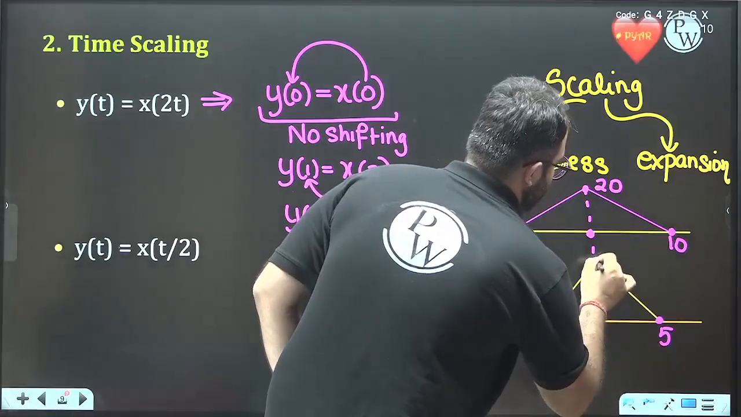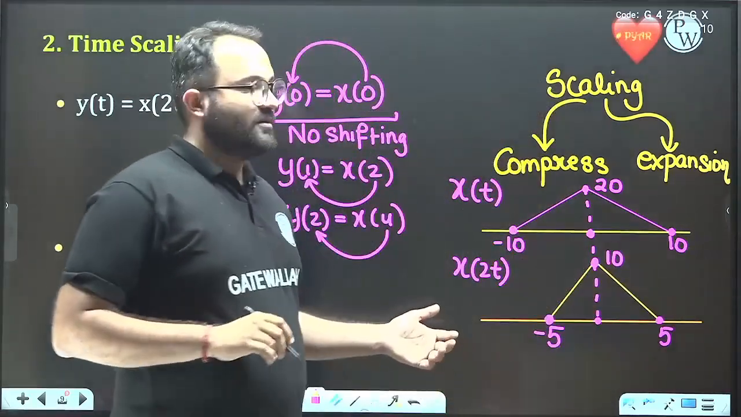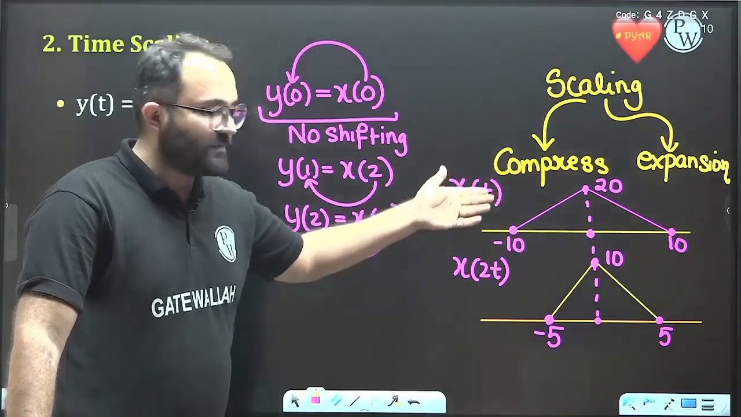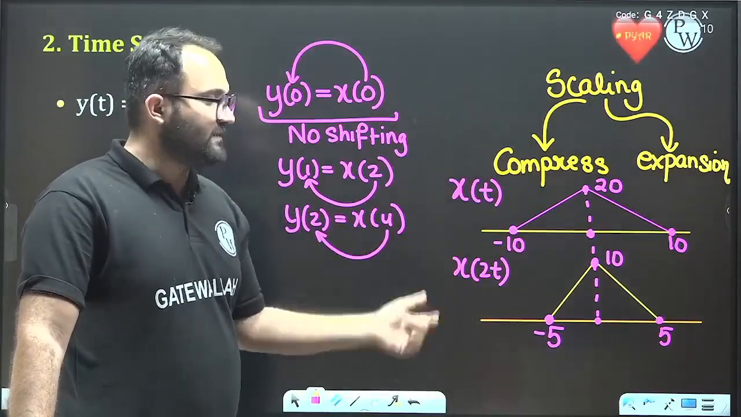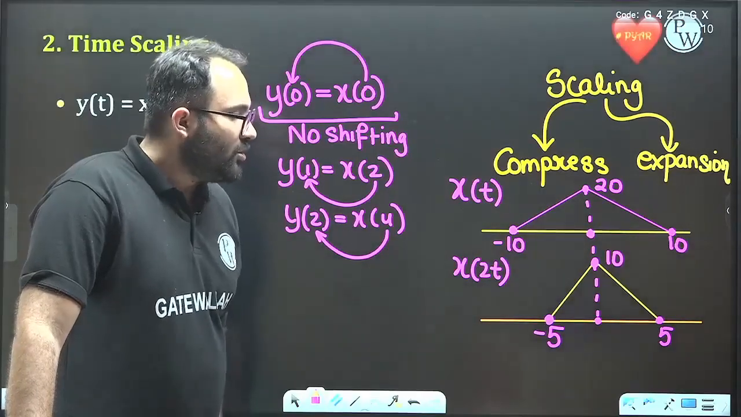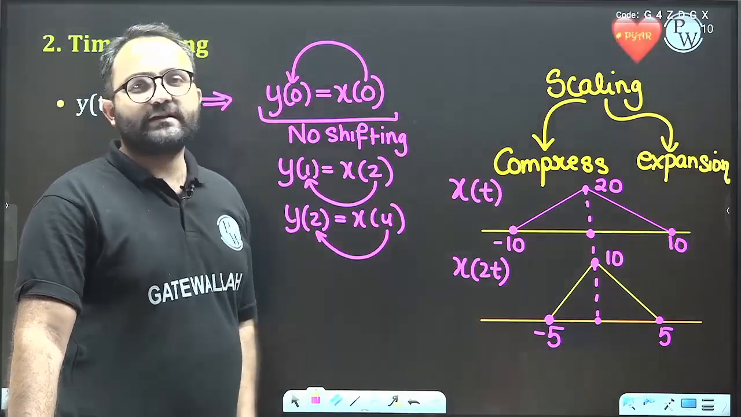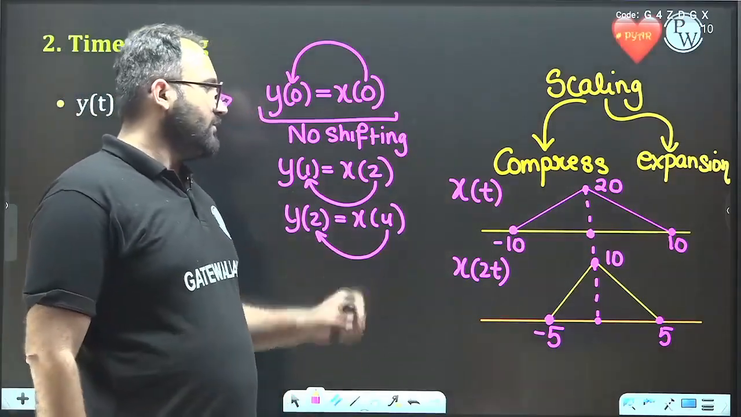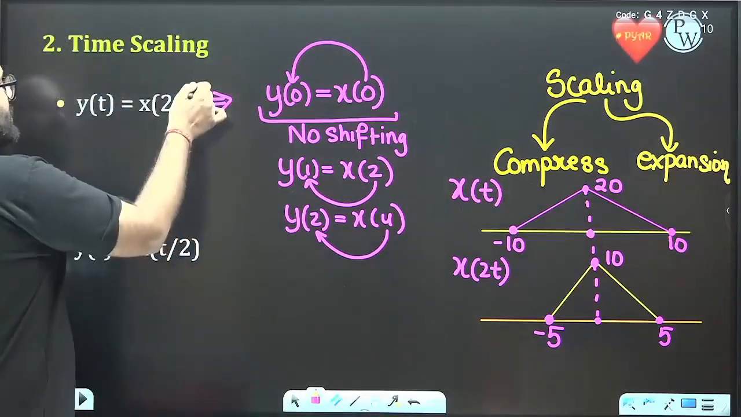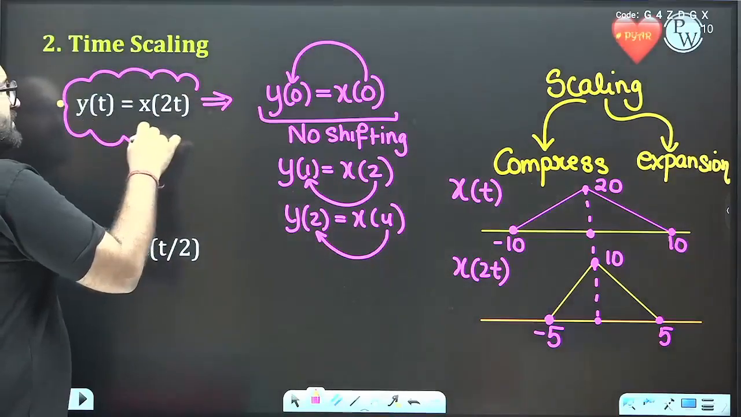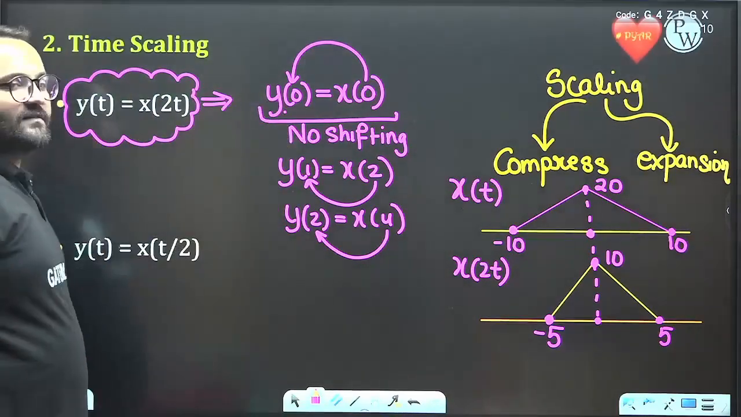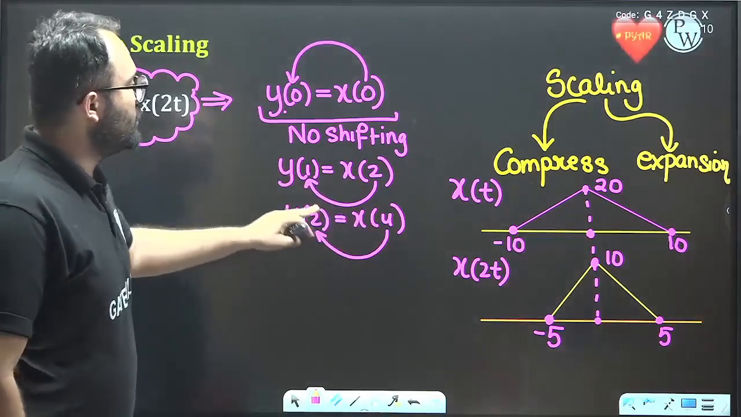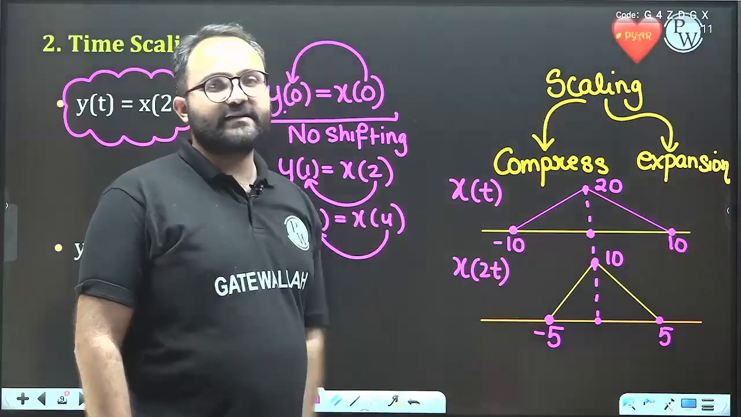And height remains the same, that is 20. Only it gets contracted and the shape remains the same. So this is your x of 2t, it is getting contracted, it is not getting shifted. Always remember this kind of operation. Since 0 is not changing the location, it is not getting shifted. Only 2 is going to 1, 4 is going to 2. Thus, we can say that it is getting contracted.